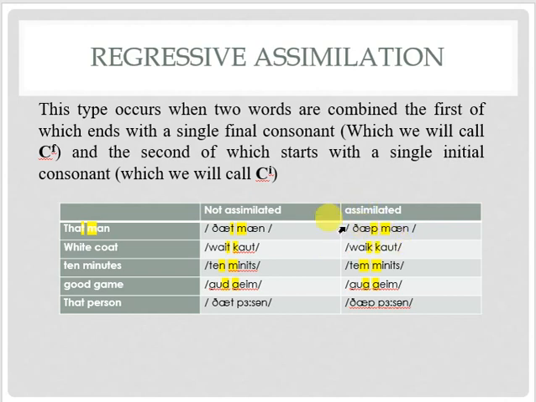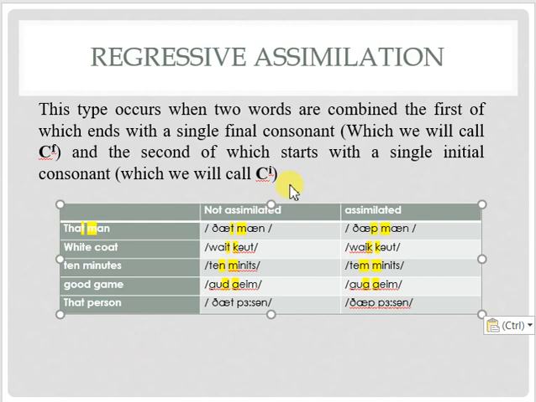If we want to pronounce it not in an assimilated way, how would it be? That man, that man. But in an assimilated way it would be that man, that man. See, the t turned into p. The same thing with white coat, white coat. You see, the final consonant is affected by the initial consonant. The t turned into k because it neighbors the k sound, so white coat became white coat, and the t disappeared.